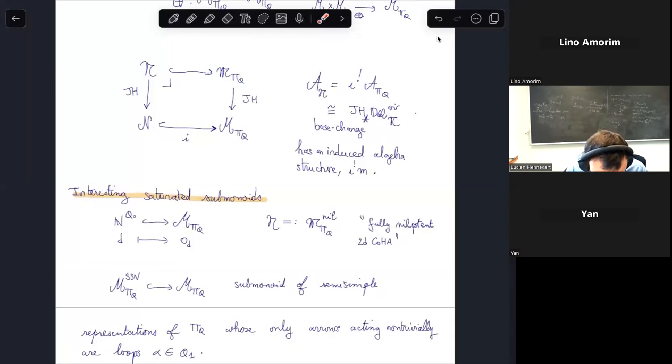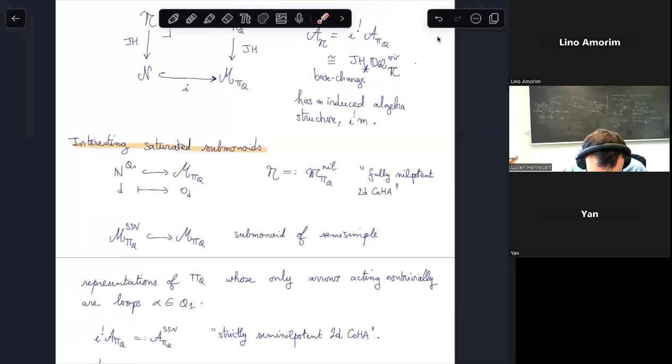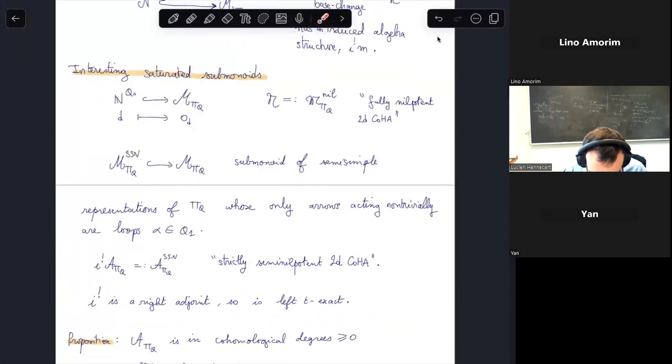But this monoid is not the only interesting submonoid you can find. You can define one over a different one, which I denote by.